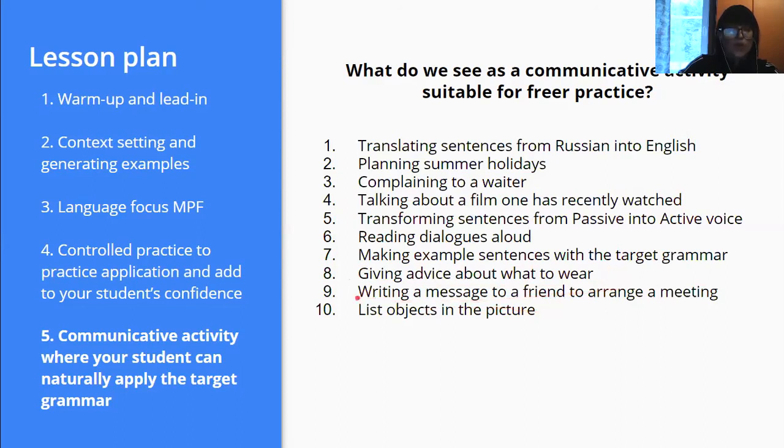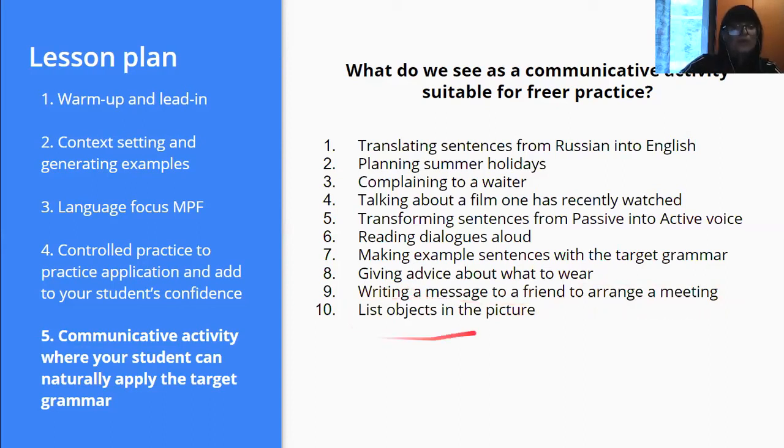And writing a message to a friend to arrange a meeting. Of course, it's not a speaking activity, it's a writing activity, but as you remember, writing and speaking are indispensable parts and they are quite interrelated. And also we're talking about some kind of production, writing a message to a friend to arrange a meeting. As for the rest of these exercises, they are not considered to be communicative activities because there is no interaction inside, and I would say behind, these activities.